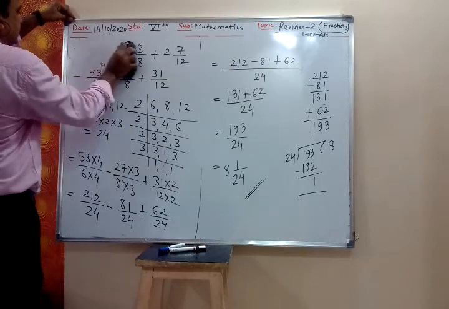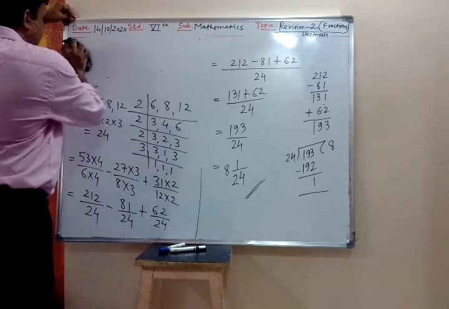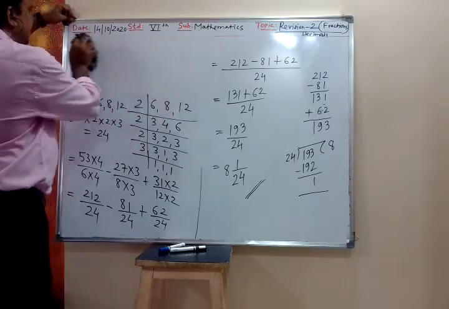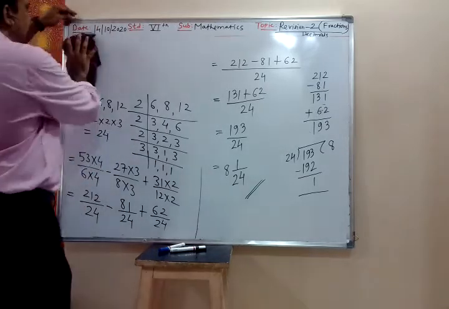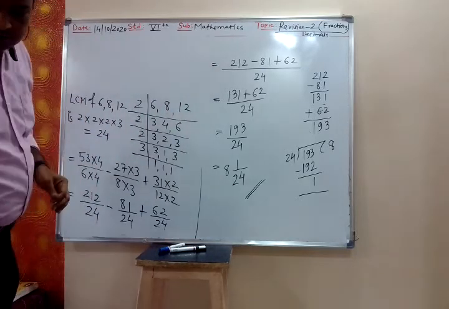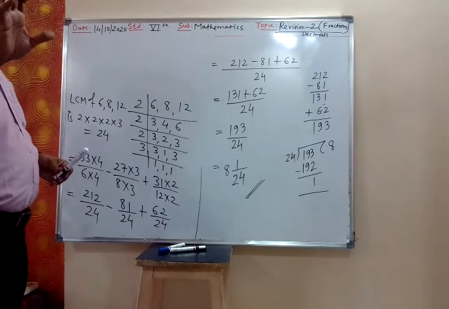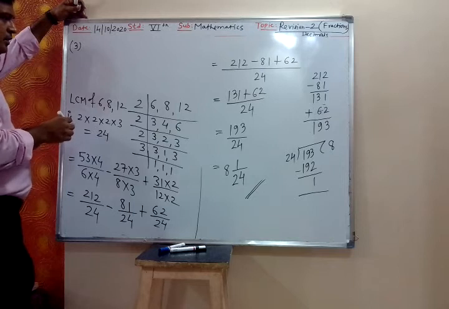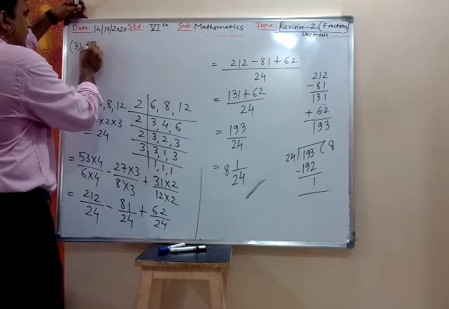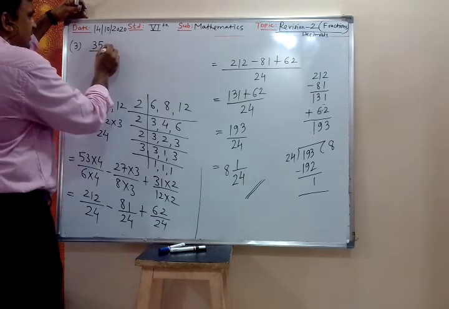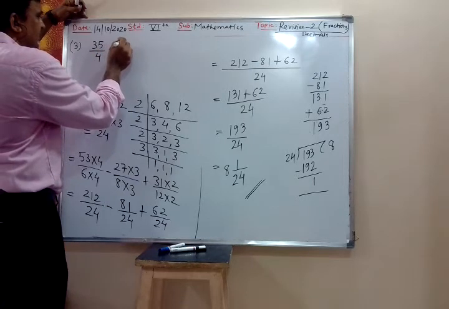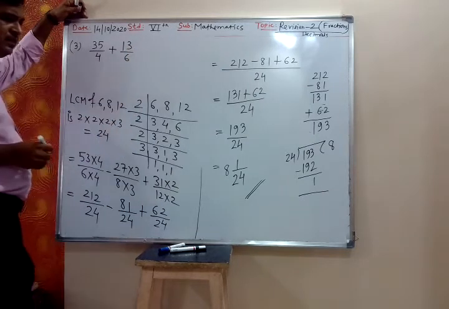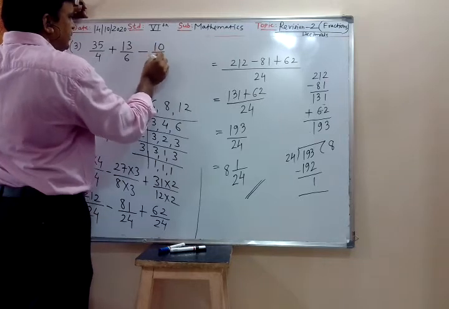Third one. Janil Mistri, you tell me what the third question is. It is 35 upon 4 plus 13 upon 6 minus 10 upon 3.